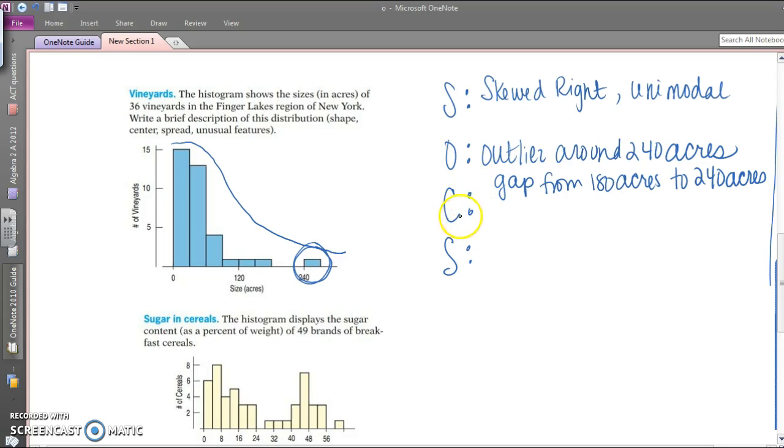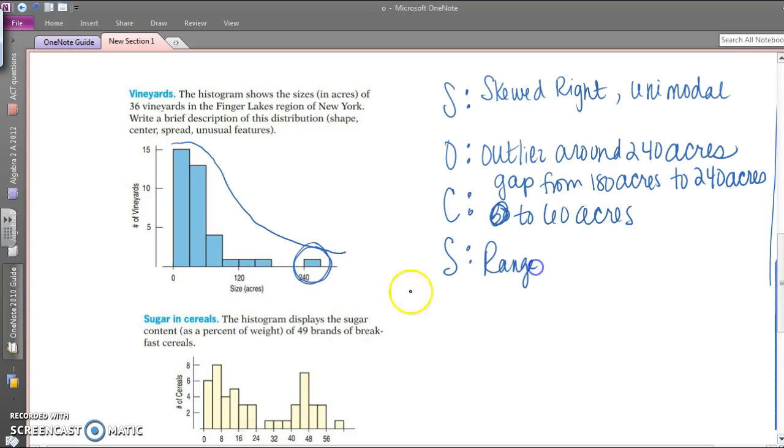So center, we'll talk more about, but right now the center would probably be in here somewhere. Usually it's towards a higher value, so the center would probably be somewhere between 0 and 60 acres. So probably actually between around 30 to 60 acres. Usually, think about it, this whole bar here pretty much accounts for this. So somewhere between 30 to 60, or you could probably say from 0 to 60, the center would be in here somewhere. And then the spread is the range.